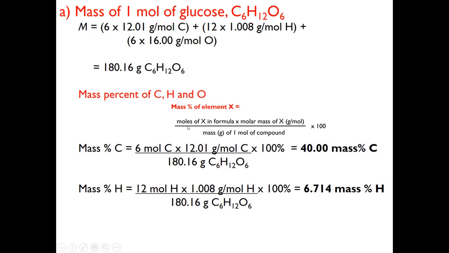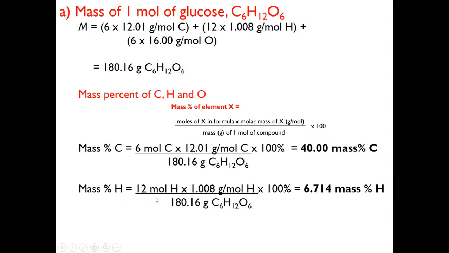And after that, to calculate the mass percent of carbon, hydrogen and oxygen: the mass percent of element X is equal to the moles of X in the formula, which here is 6, times the RMM for carbon, divided by the total mass, here the molar mass in gram per mole, total is 180. So you get 40 mass percent carbon.